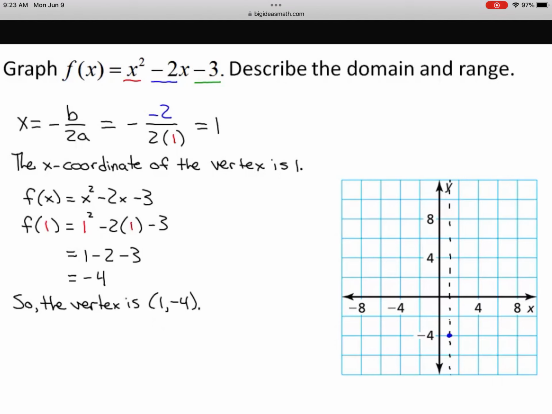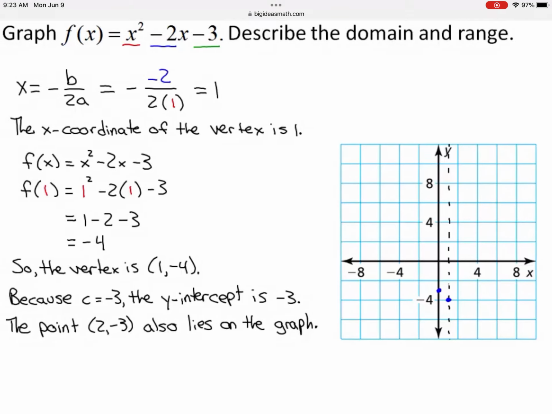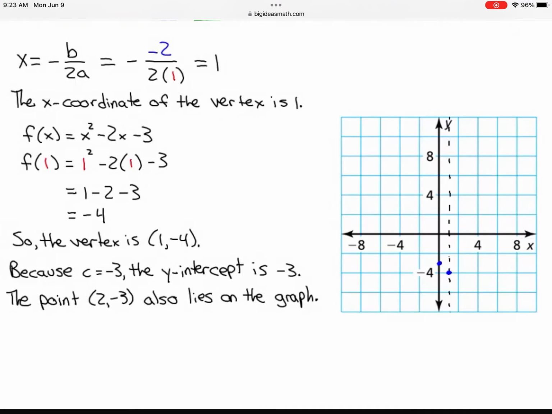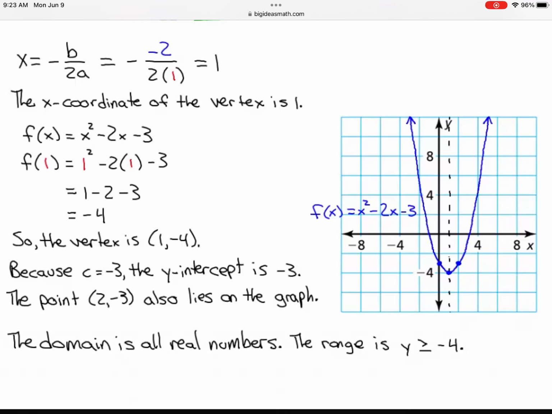Plot the point 1, negative 4. Because c equals negative 3, the y-intercept is negative 3. So plot the point 0, negative 3. Because the axis of symmetry is x equals 1 and the point 0, negative 3 lies on the graph of the function, the point 2, negative 3 also lies on the graph. Plot the point 2, negative 3. Then draw a smooth curve through the points. Using the graph, you can see that the domain is all real numbers. The range is y greater than or equal to negative 4.